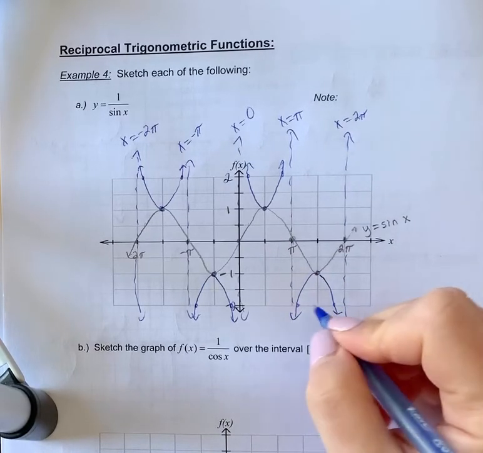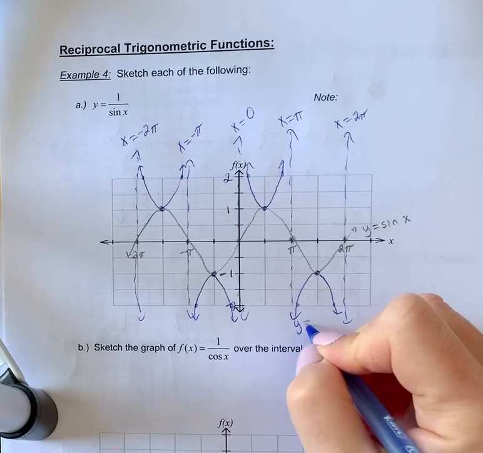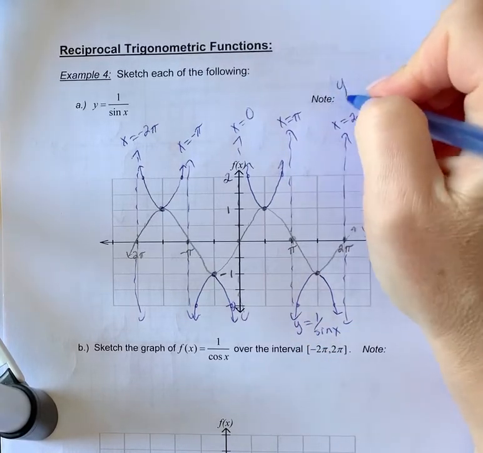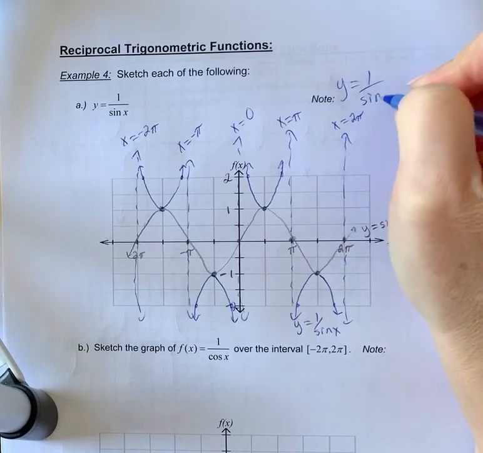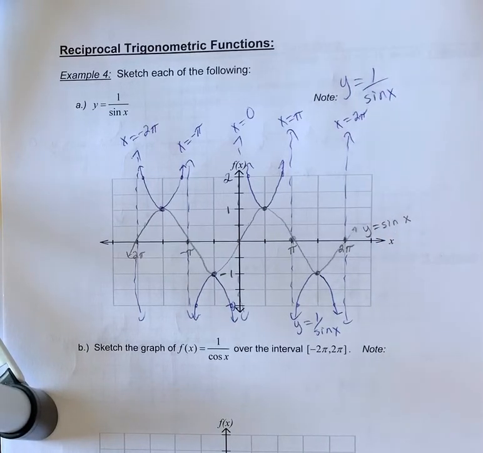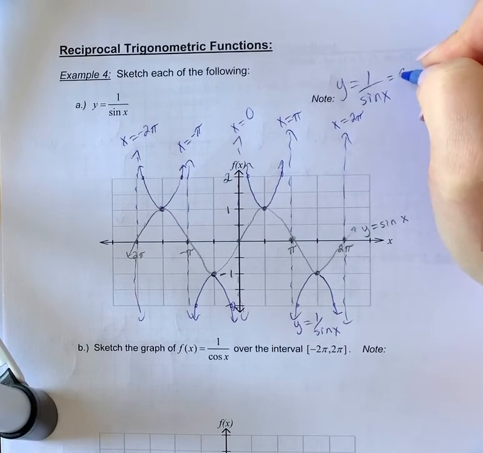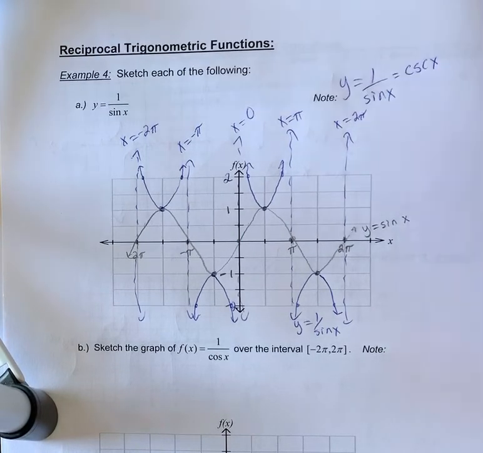Okay, so we're going to label this as y equals 1 over sine x. Now I want to make a note. Y equals 1 over sine x. We've used reciprocal functions before. This is really cosecant x. So this is the graph of y equals cosecant x.